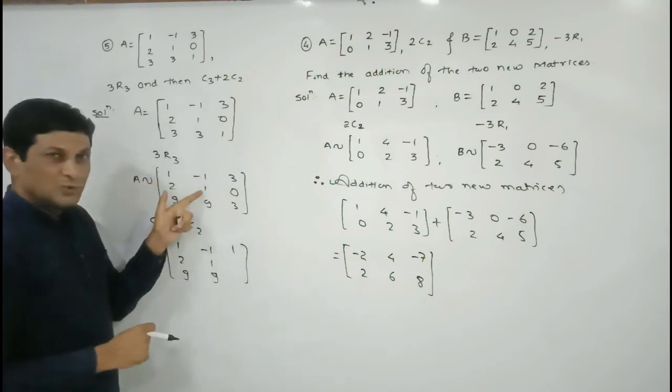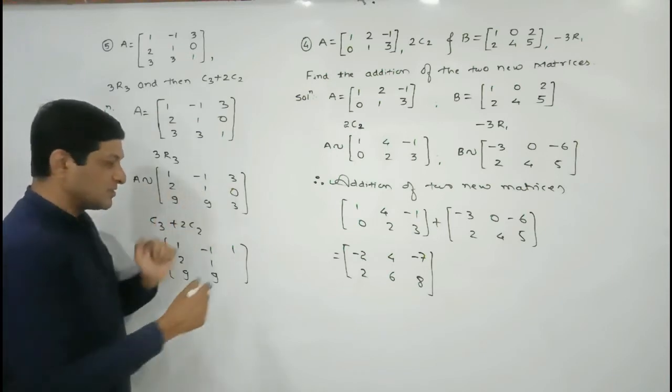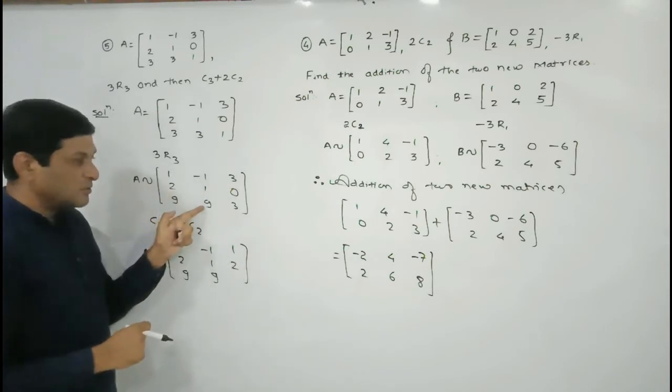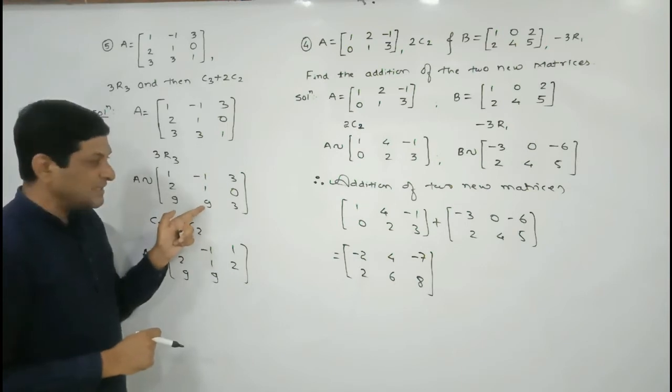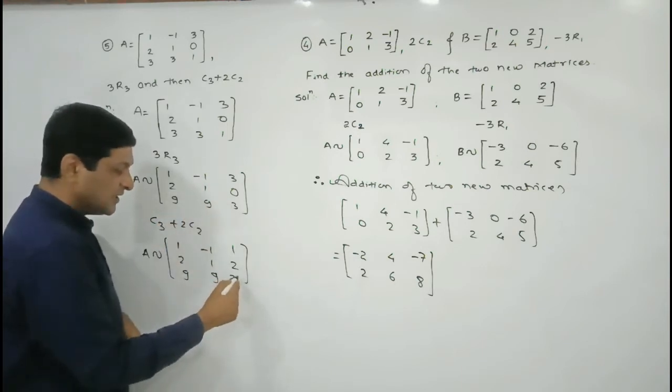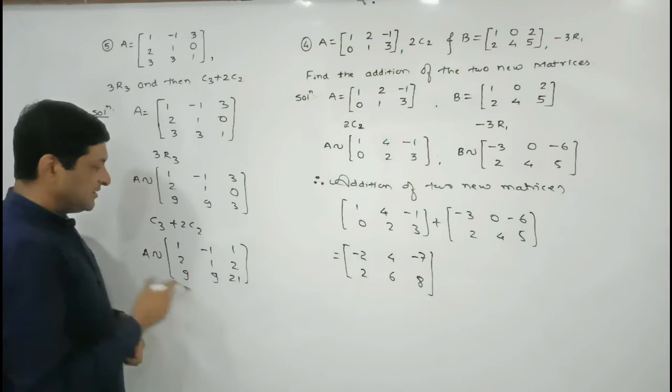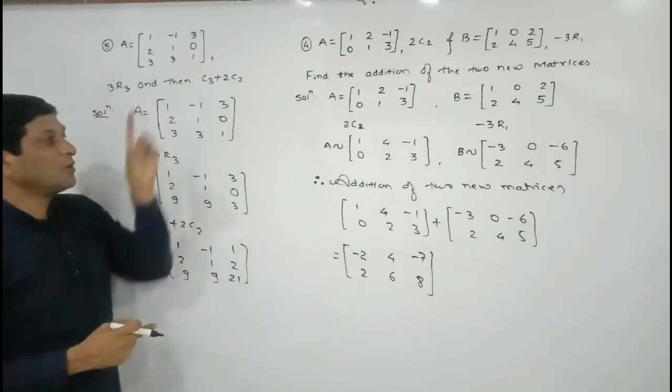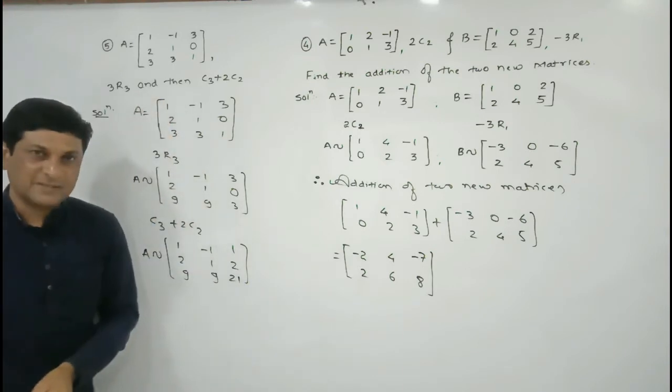Multiply by 2. 2 into 1 is 2. 2 plus 0 is 2. Multiply by 2. 2 into 9 is 18. 18 plus 3 equals 21. In this way we have performed both operations on the given matrix.